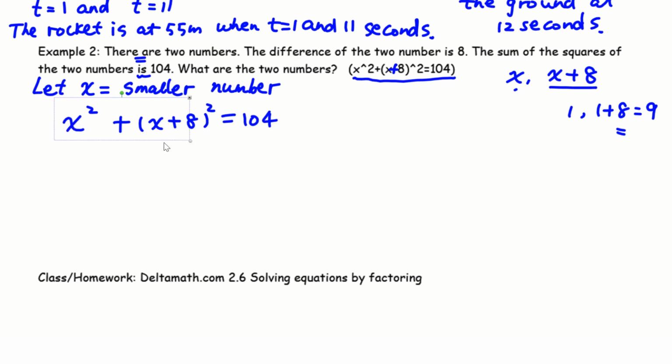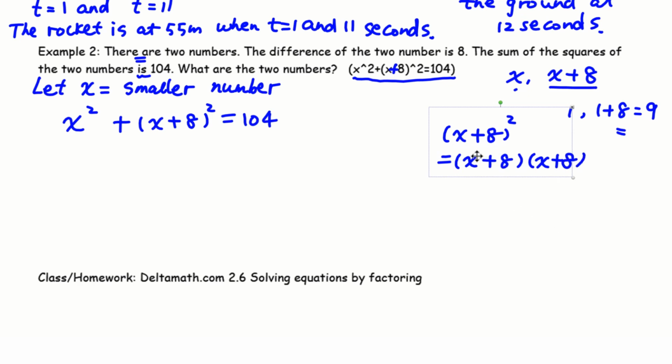In order to solve this equation, we need to make sure no brackets, so we need to expand (x plus 8). So (x plus 8) squared means (x plus 8) times (x plus 8). So you are going to have 4 terms. X times each term in the second bracket, so x times x, x squared, x times 8, 8x. Then 8 times each term in the second bracket, so 8 times x, 8x, 8 times 8 is 64.